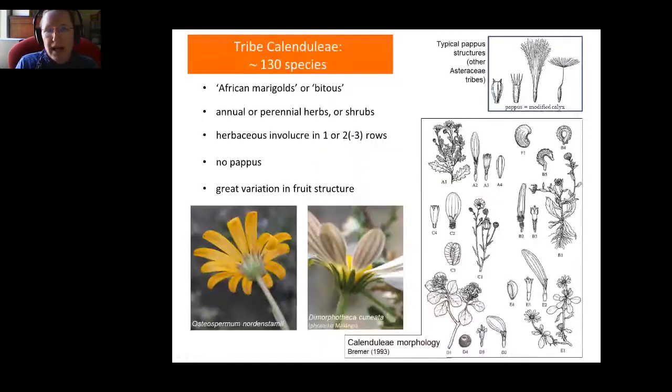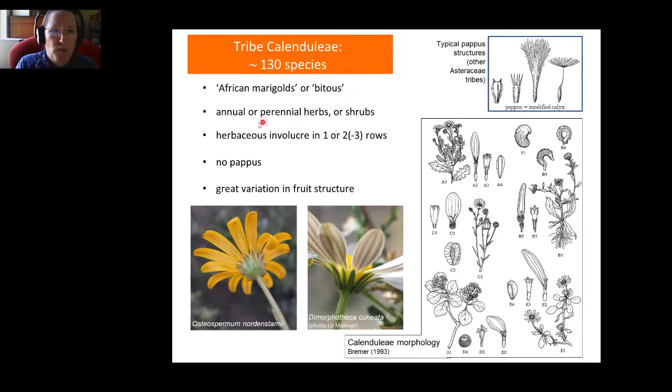So tribes in the Daisy family are normally of the order of hundreds to thousands of species in size. Calenduleae is one of the smallest tribes in the family with only about 130 species. They're commonly known as the African marigolds.